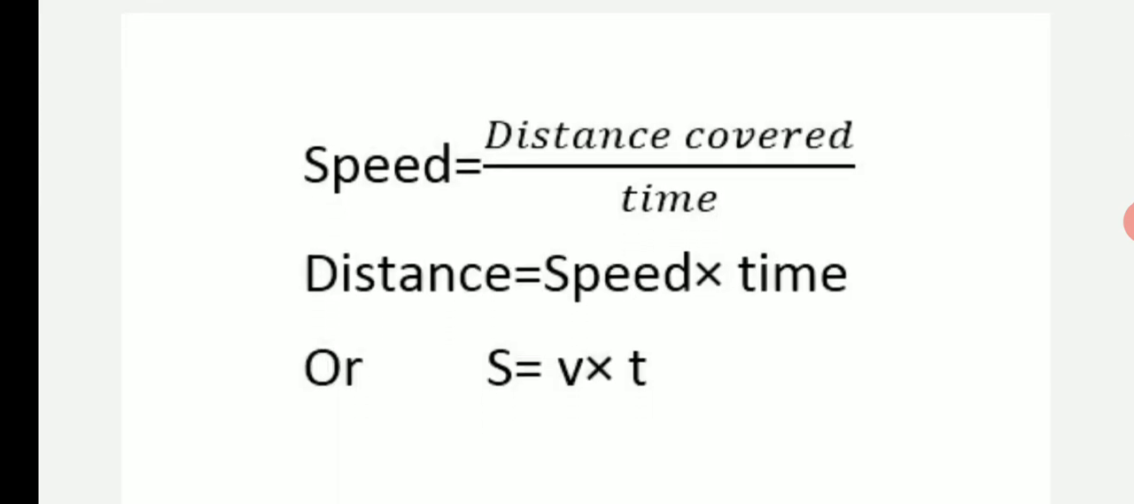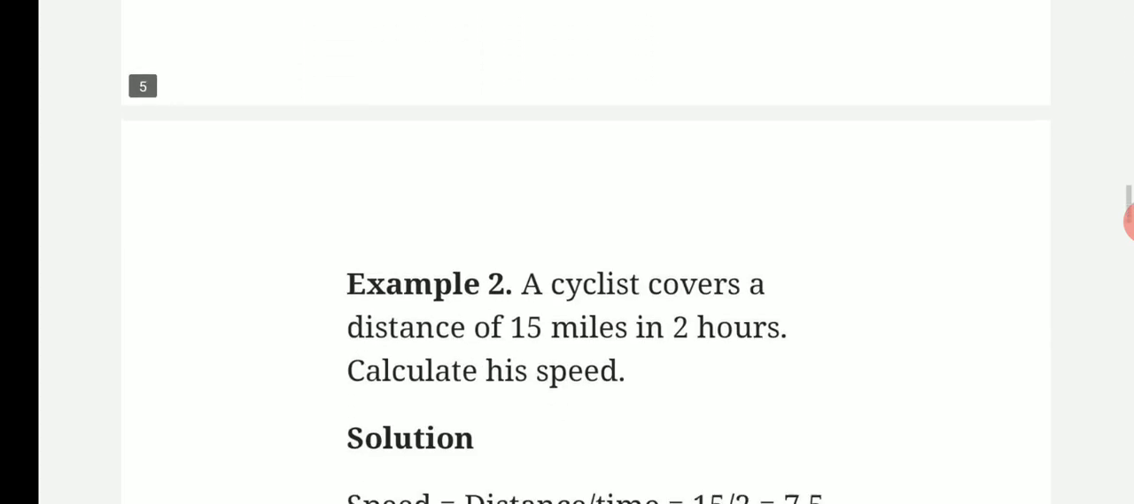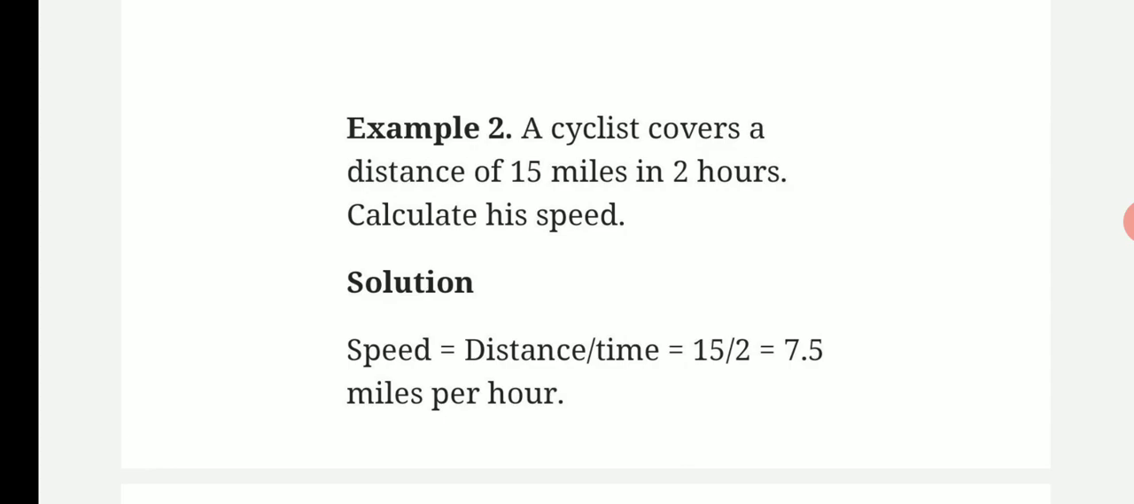So this is the formula for speed. Speed is distance covered per unit amount of time. Let us go with one practical example. A cyclist covers a distance of 15 miles in 2 hours. Here the distance is 15 miles, the unit for distance is miles and the unit for time is hours. The total time given here is 2 hours. We need to calculate speed.